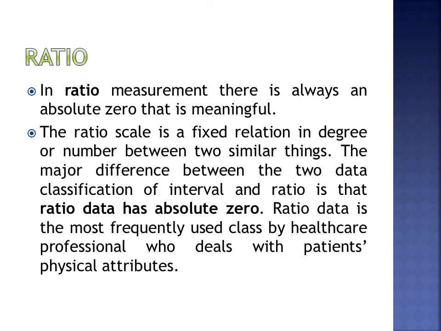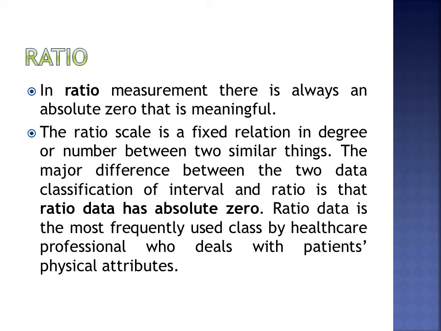Next, and not least, we have the ratio. In ratio measurement, there is always an absolute 0 that is meaningful. So in nominal scale, we have names. The ordinal scales, we have rank order. Interval scales, we have the differences, and from the differences, it has meaning. In ratio, the most important aspect in here is that it has an absolute 0, and its absolute 0 has meaning.